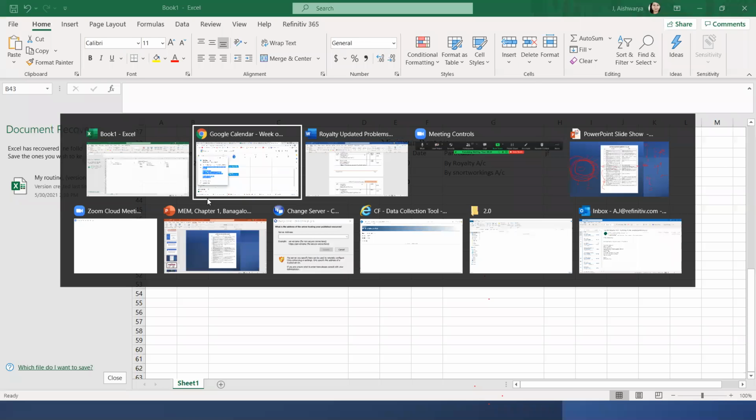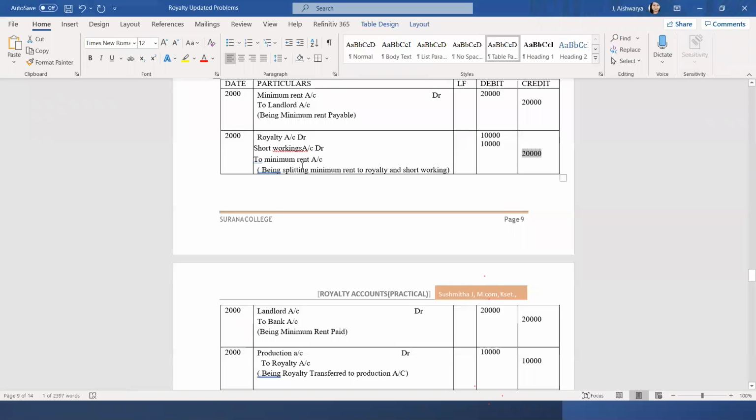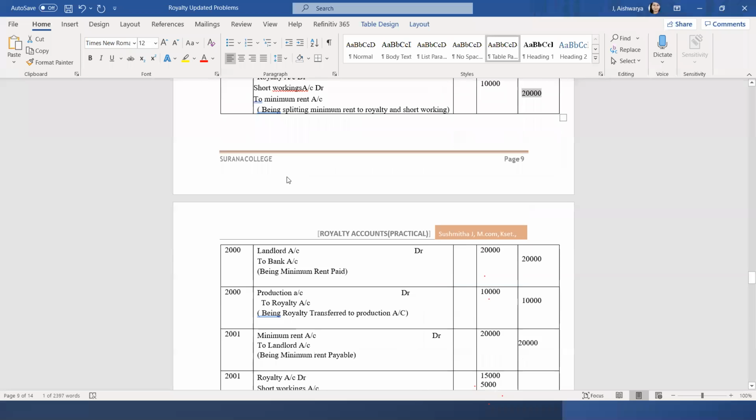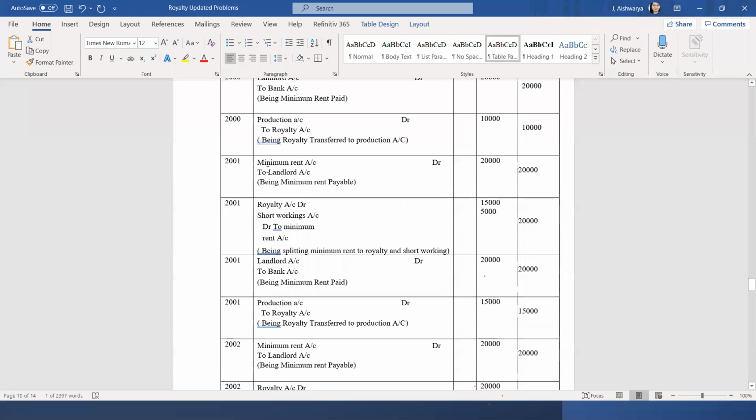Okay, so then next, after that, what is the next thing? What is 2001? Okay, in 2001, what are the entries which are related to minimum rent account? Minimum rent account debit to landlord account. So minimum rent account, debited or credited? Debited, 20,000.